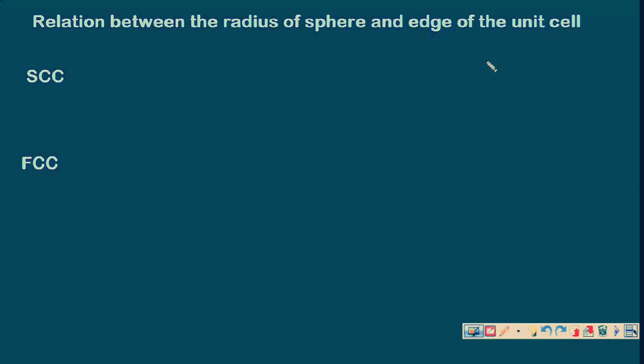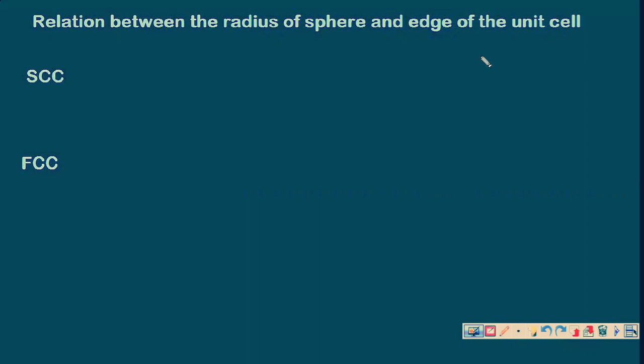Hope you are fine. In our previous video, we discussed close packing in crystalline solids. In this video, we will discuss the relationship between the radius of a sphere and the edge of the unit cell, and packing efficiency. So let's start with the simple cubic cell.